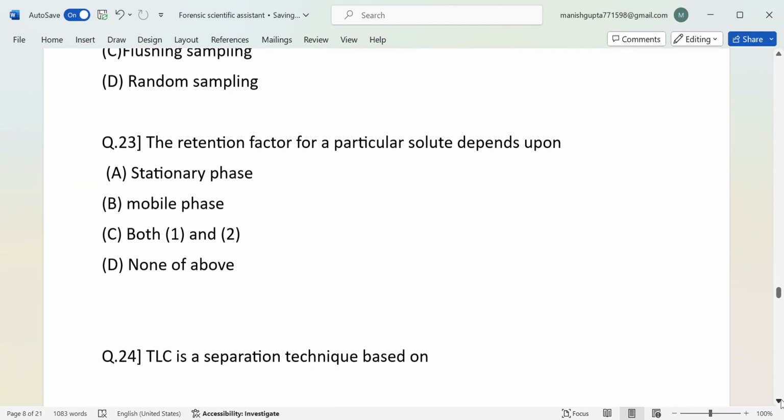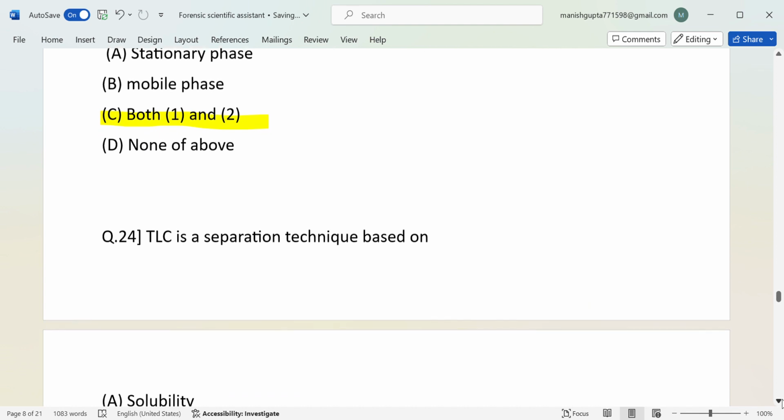Now we are going to see question number 23. The retention factor for a particulate solute depends on option A, stationary phase, option B, mobile phase, option C, both, option D, none of the above. The retention factor depends on stationary and mobile phase both, so option C is correct.